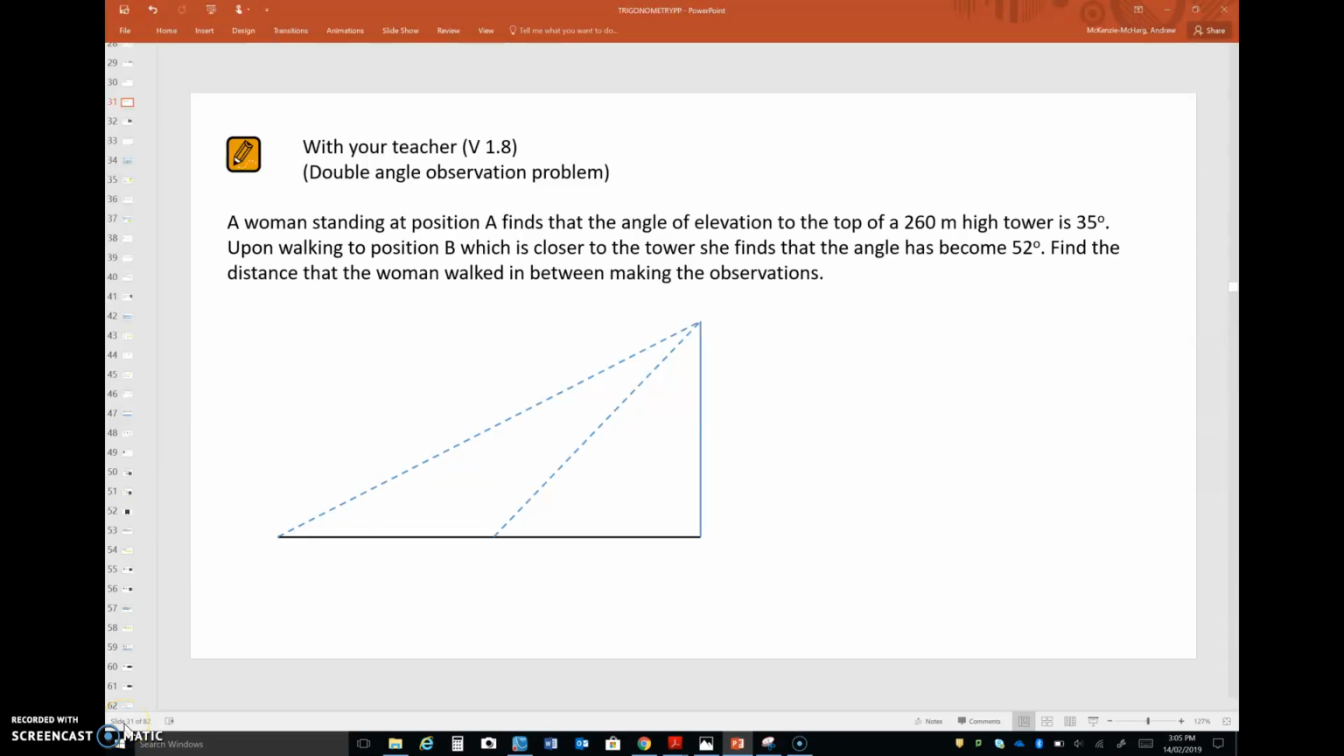Hello General Maths students. In this video we're going to do a double angle observation problem. Now it's going to involve the use of trigonometric ratios. So none of the maths is new in this video, it's just the context for the question. So this example is going to involve a diagram that looks like this one here.